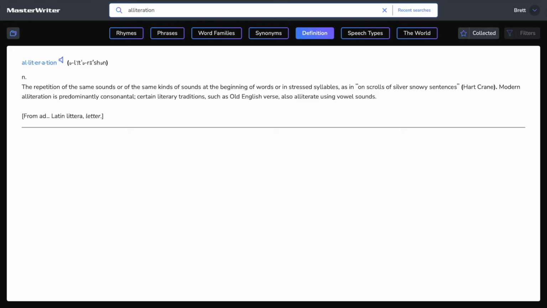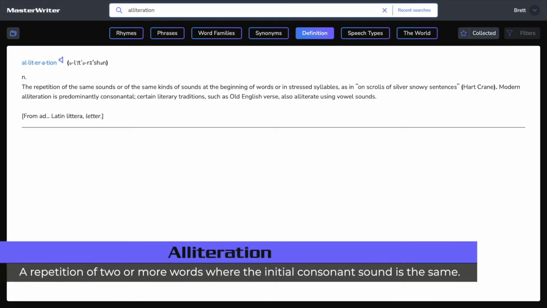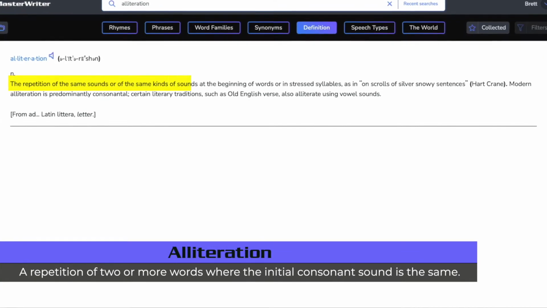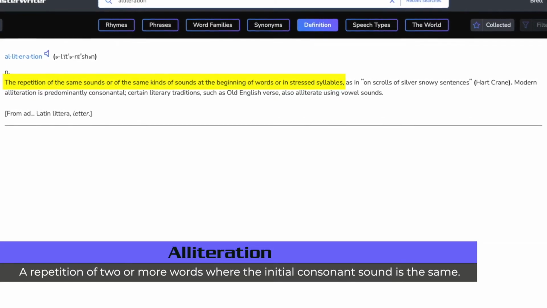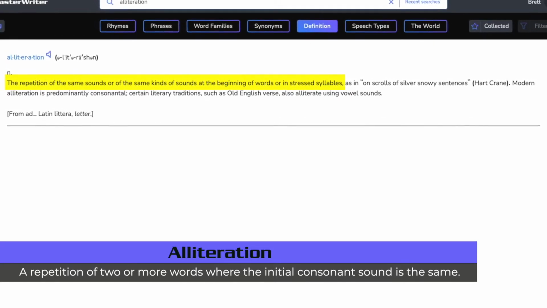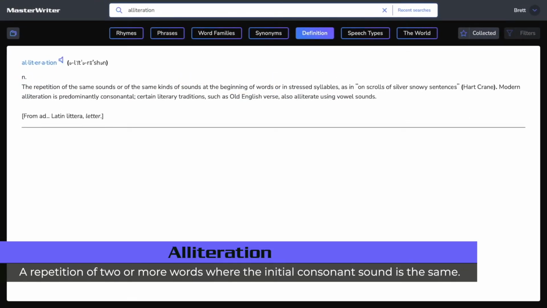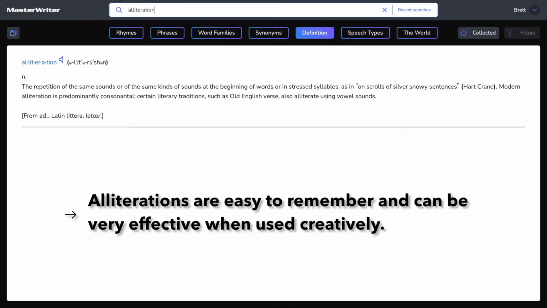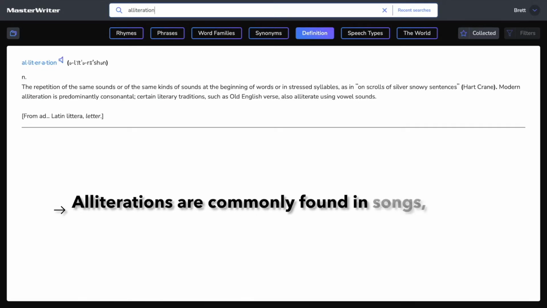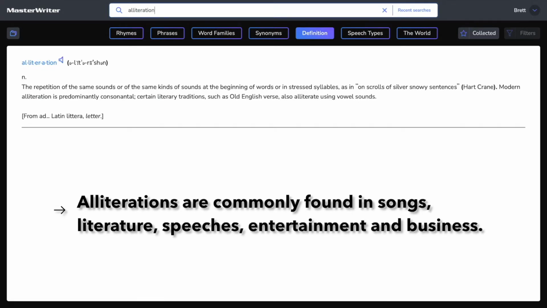In this episode, we'll be talking about alliterations. An alliteration is the repetition of two or more words where the initial consonant sound is the same. Alliterations bring a rhythm and musicality to what the writer or speaker would like to express. They are easy to remember and can be very effective when used creatively. They're used in songs, literature, speeches, entertainment, and business.